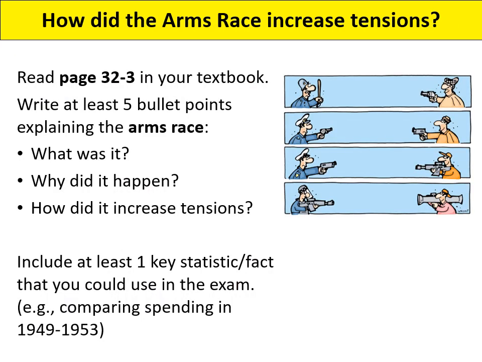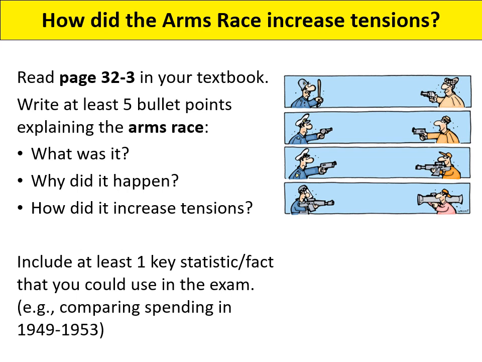We're going to start off with the arms race. Using pages 32 to 33 in your textbook, can you write down at least 5 bullet points explaining the arms race within the context of the Cold War? We've got a really basic cartoon to demonstrate what an arms race is. The basic idea of an arms race is each side competing to have better arms or better weapons or better military specs. So go through page 32 and 33, make sure you've got at least one key statistic or fact that you could do in the exam.